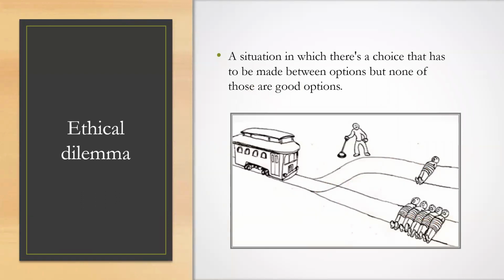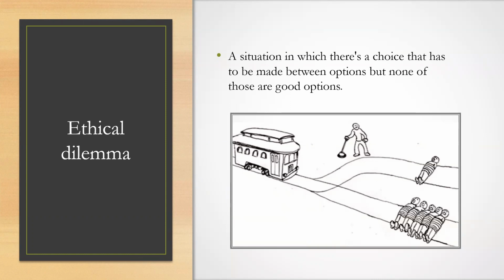So here it will be very difficult for the engineer to make a decision. It is very difficult to make a decision in such a situation, and that's what we call a dilemma. So let's see an example of this, for example, in the medical field.